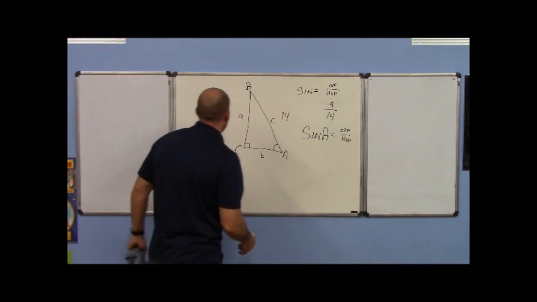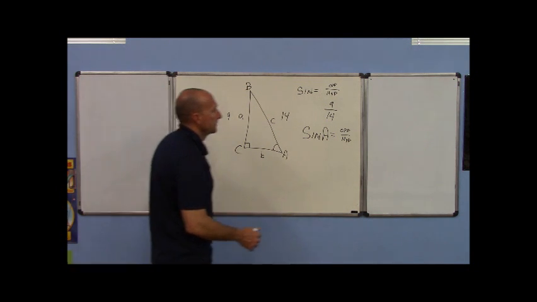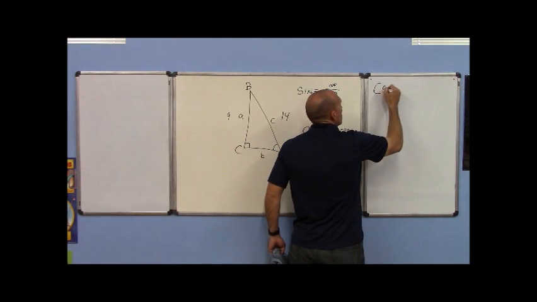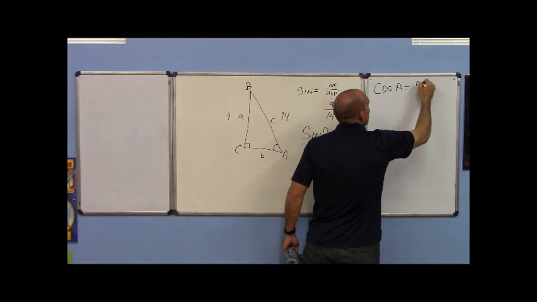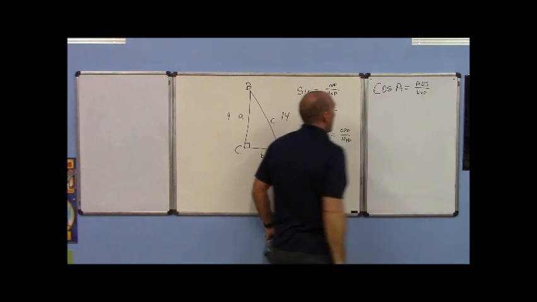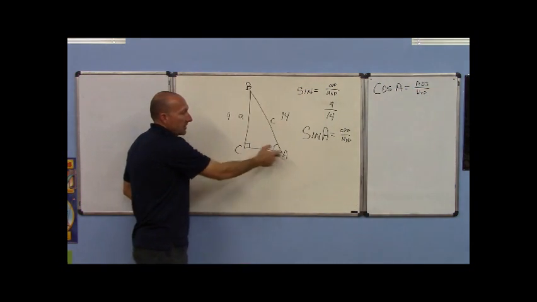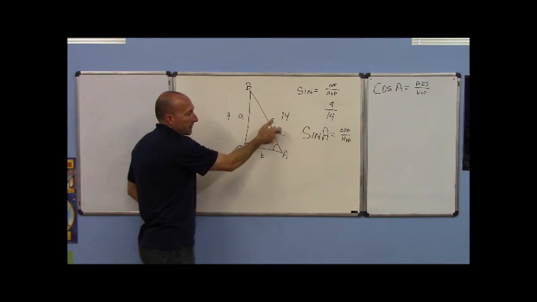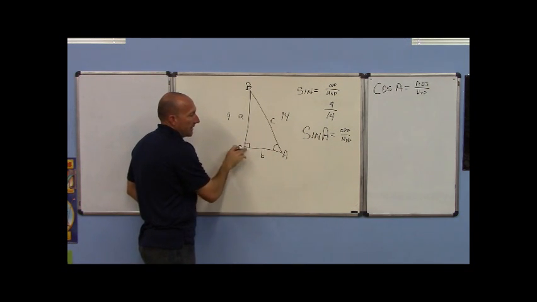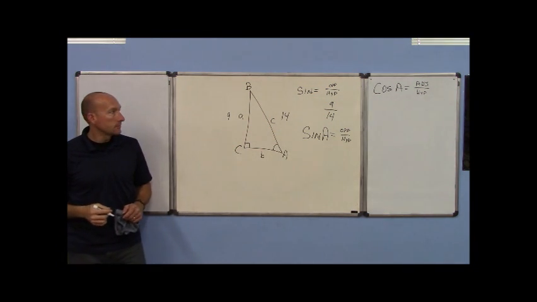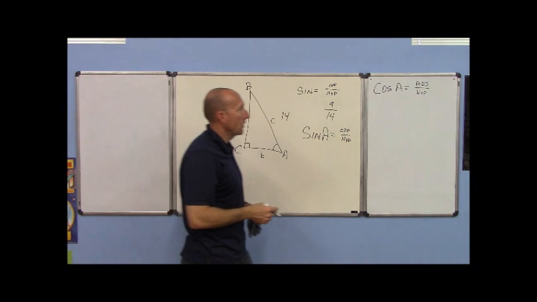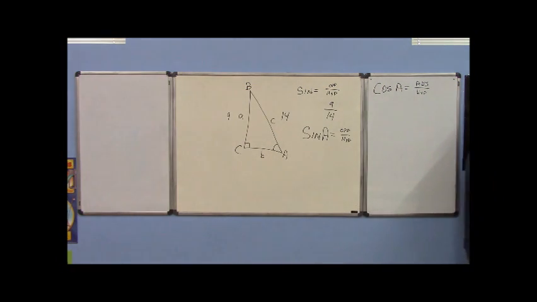Now, if we're going to look for cosine, cosine of A is going to equal adjacent over hypotenuse. Adjacent is that side that actually connects to that angle you're looking at. Not the hypotenuse, but that side that actually connects to the angle that you're talking about. Adjacent over hypotenuse. Okay, and then somebody tell me what tangent is.